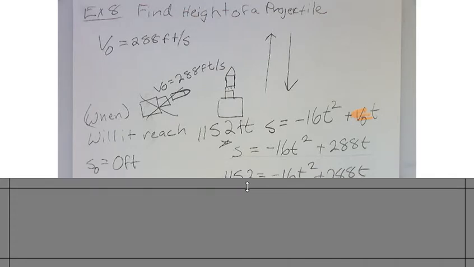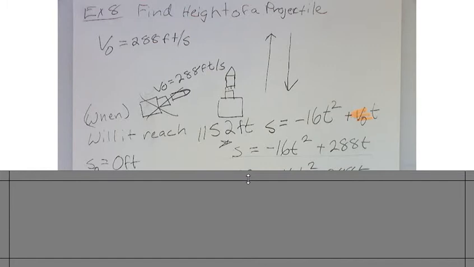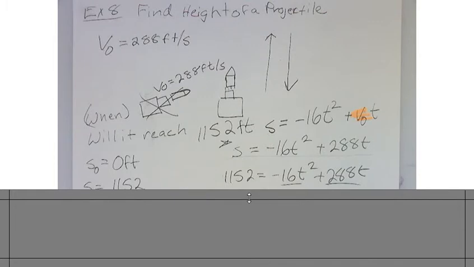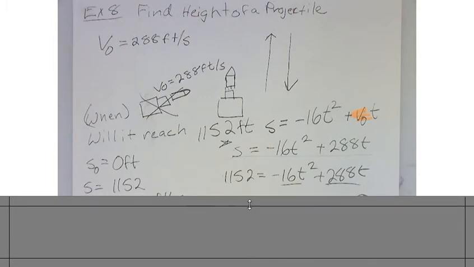So what do we know then? Well, we know that the initial position is 0 feet. It tells us that in the textbook. I didn't read it word for word, but it's something along these lines: a projectile is shot straight up in the air with an initial velocity of 288 feet per second from ground level. So that's 0 feet. Well, we want to figure out when will it reach 1152, so we're looking to find when the displacement is 1152. And so if we plug that into our equation, we should be able to solve this algebraically.